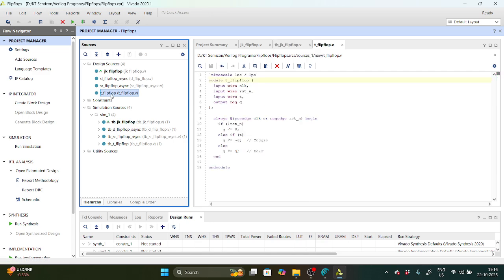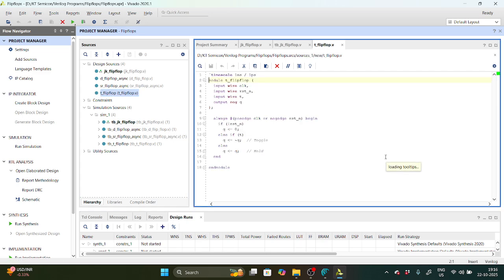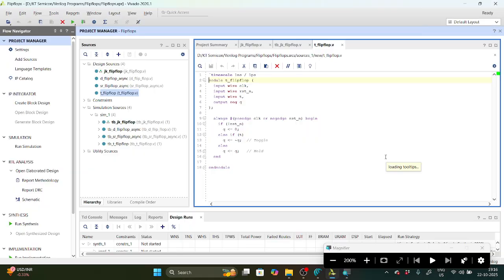This is the T flip-flop. If you see the T flip-flop, one second, I'm expanding this. First, it will start with module and the module name. What is the module name? T underscore flip flop, and whatever the inputs are: input wire clock, input wire reset underscore n, and input wire T, and only one output, Q. Whatever the output is, you declare with reg, the reg data type. I'm using asynchronous active low reset. That's why always at posedge of clock or negedge of reset begin. If not of reset, Q equal to what? 0. I'm resetting the output.